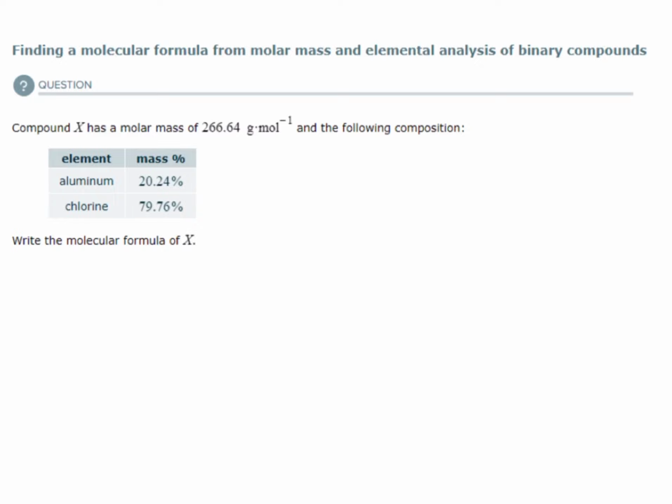This question states that compound X has a molar mass of 266.64 grams per mole in the following composition. So they're giving us the mass percent of the different elements, and we can think of the compound as being 100 grams. So if aluminum makes up 20.24% of that 100 grams, then we can just say that aluminum is 20.24 grams. So the first step is to convert grams to moles, and you want to use the periodic table that ALEKS provides.